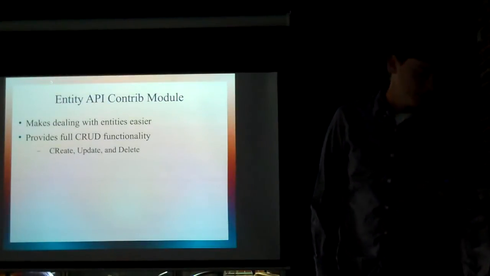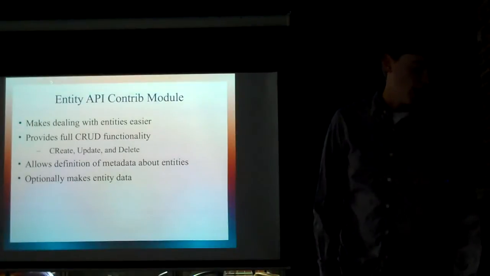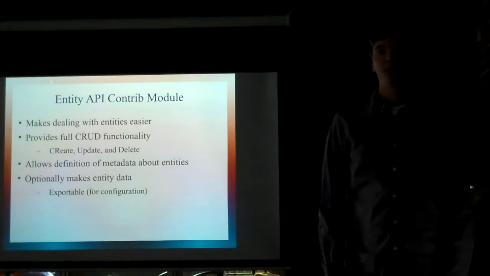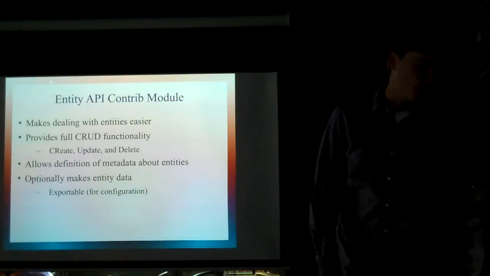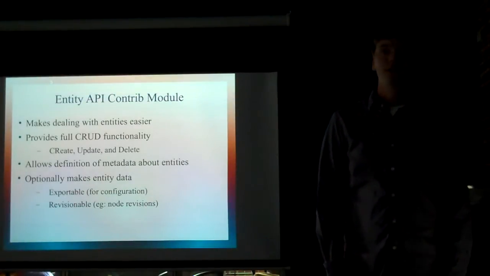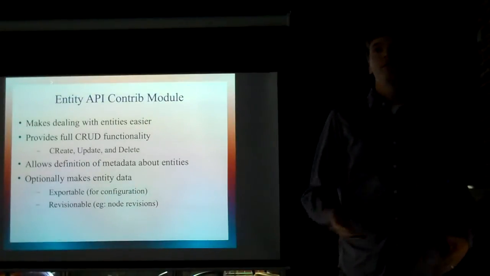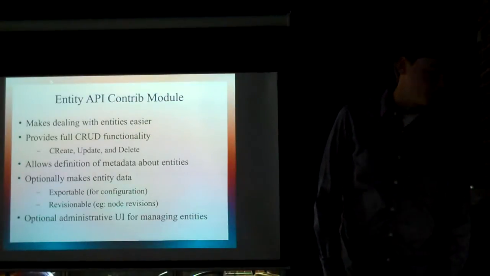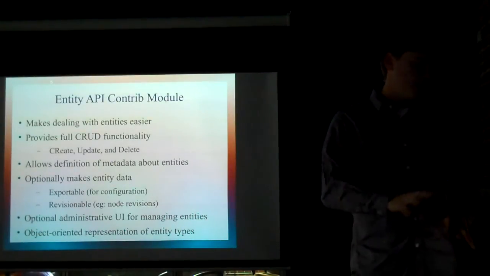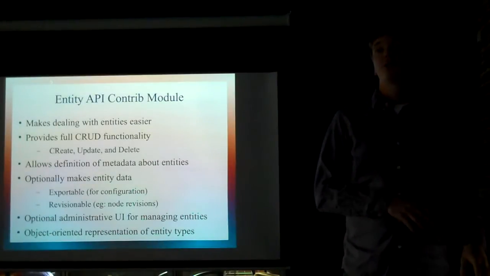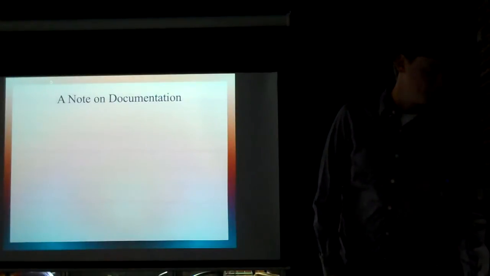So it provides full CRUD functionality. It allows definition of metadata about entities. And optionally, it makes entity data exportable, which is great for configuration, for example, that you want to get into your version control system to get pushed up through your different environments. And optionally revisionable, so think about node revisions and how you might use those. Well, actually, you can have any type of entity be revisionable, support revisions. There's also an optional administrative UI for managing entities. And it also extends the concept of entity types in an object-oriented fashion, which is actually something supported by core, but actually implemented by the Entity API contrib module.